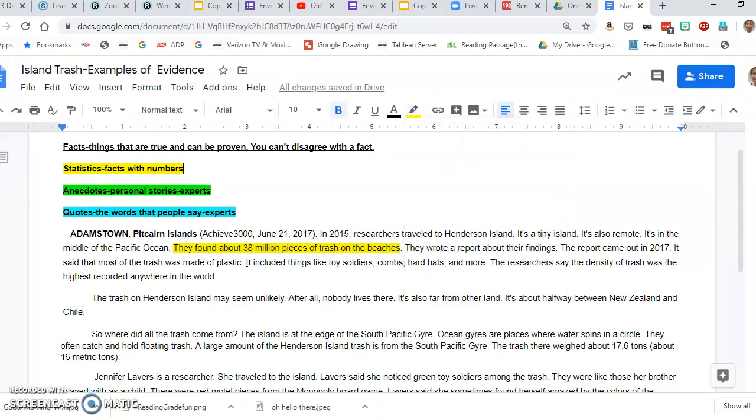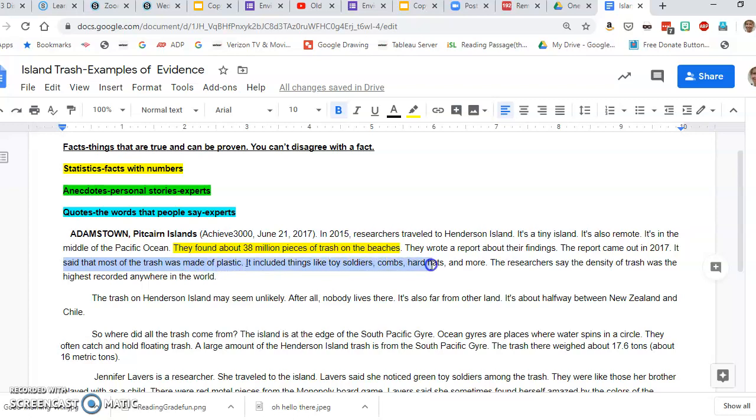So it's a statistic, and we're going to highlight it in yellow. They wrote a report about their findings. The report came out in 2017. It said that most of the trash was made of plastic. It included things like toy soldiers, combs, hard hats, and more. And I'm going to highlight this part as a fact that I might want to use in an essay.